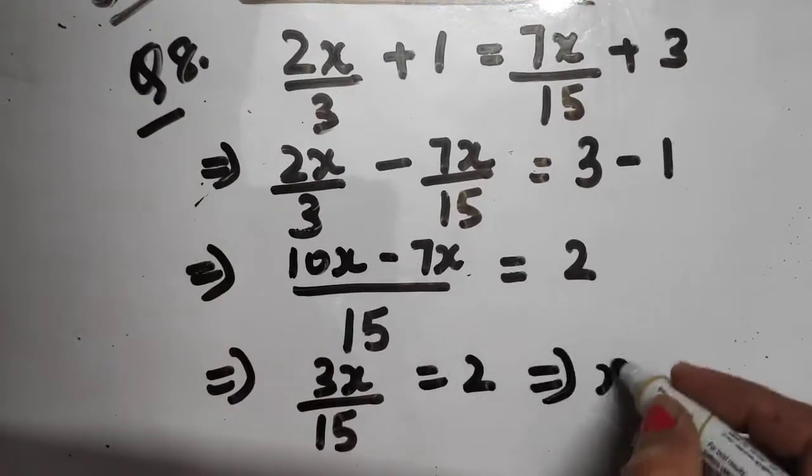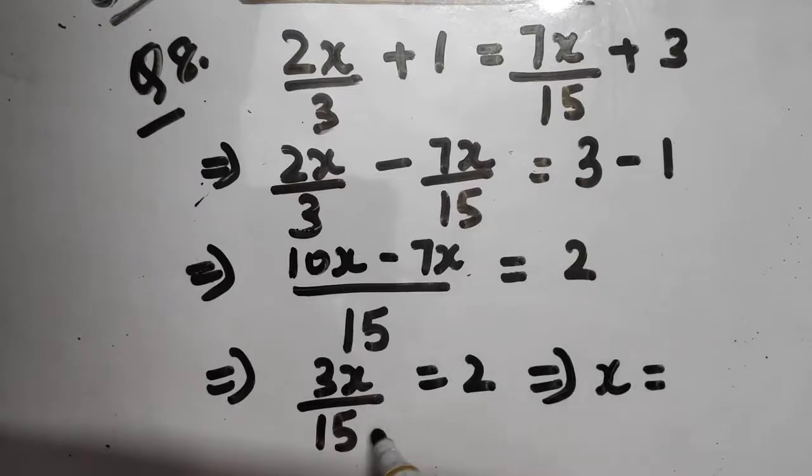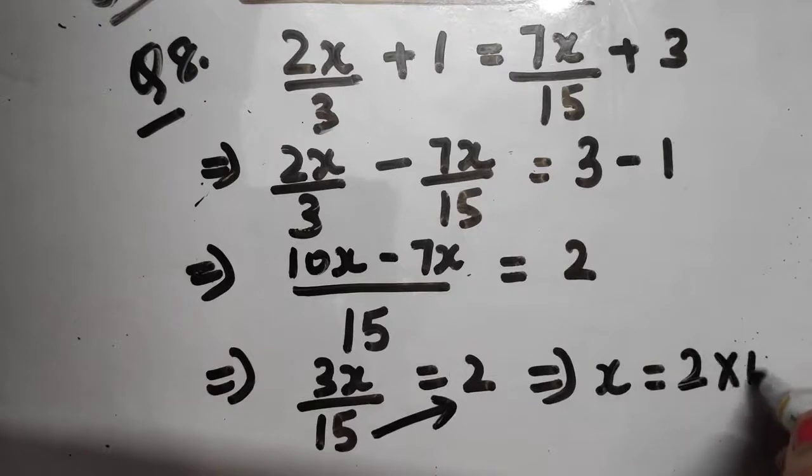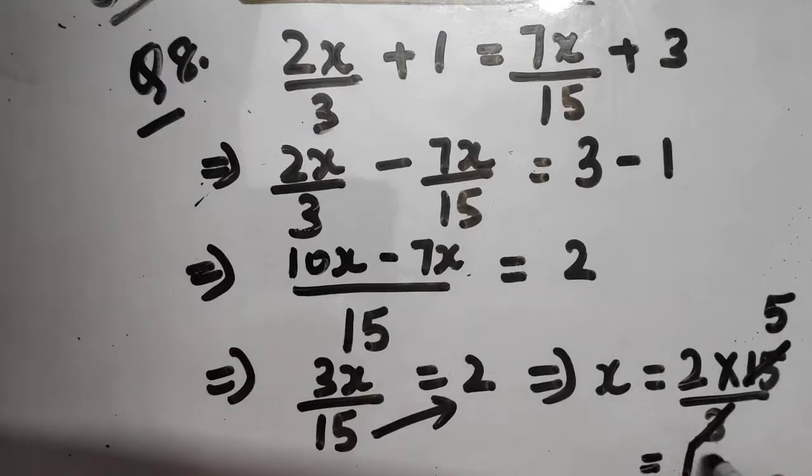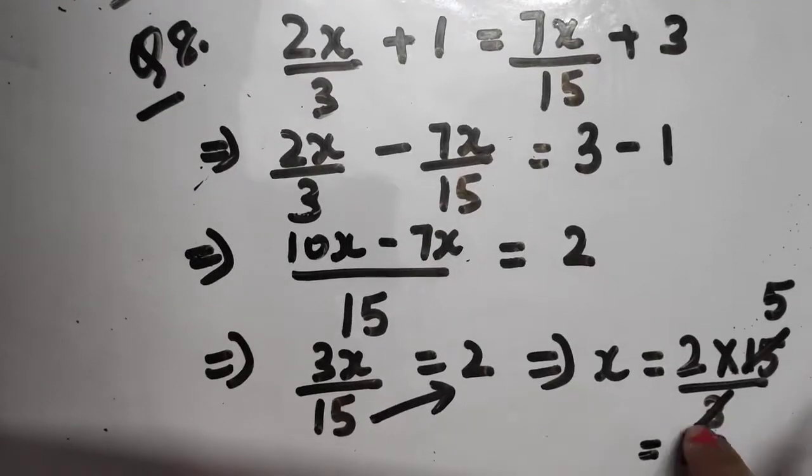Now, what will be x? x will be equal to, this will be cross multiplied by this. So it will be 2 into 15 divided by 3. So these two get cancelled out. So the value of x will be 10. So what is the value of x we are getting? The value of x is 10.